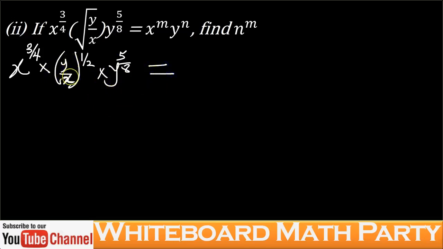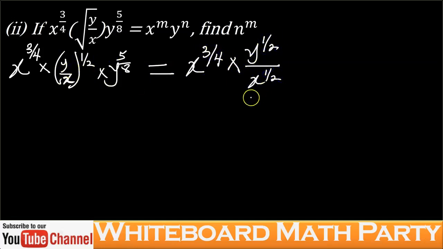I want to simplify whatever is in this bracket before I proceed. So, I replicate again. X to the power of 3 upon 4 times my numerator here now is going to be y to the power of half, divided by the denominator, which becomes x to the power of half. I have shared the powers for them, right? Now times y to the power of 5 upon 8.